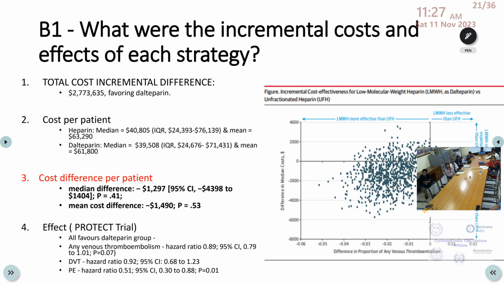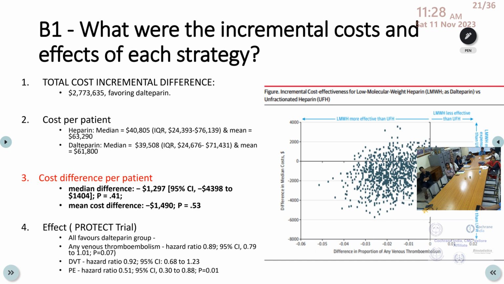Now they calculate the next point, the cost per patient. After calculating the total cost by number of patients, they get the total cost per patient for heparin and dalteparin. Once they subtract heparin from dalteparin, they found dalteparin being cheaper. The low molecular weight heparin median difference was minus 1297, and the mean was minus 1490. So that shows the intervention is cheaper.